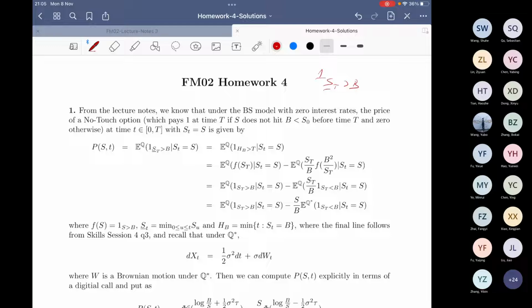So if I define the minimum stock price at time T to be the minimum of S_u for 0 less than or equal to u less than or equal to T. Usually I'd write that slightly differently: the minimum over 0 less than or equal to u less than or equal to T of S_u. Then the payoff of the option we're considering here is that.